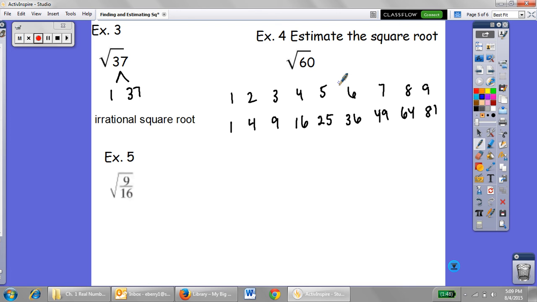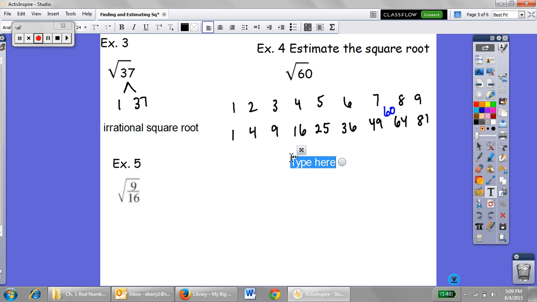The square root of 60, so the number 60 falls right here, in between the numbers 49 and 64. So this means that the square root of 60 is between 7 and 8. And we can write this just like that.